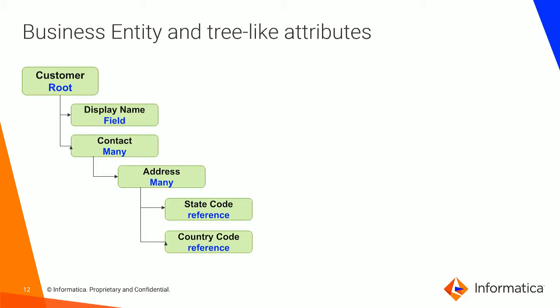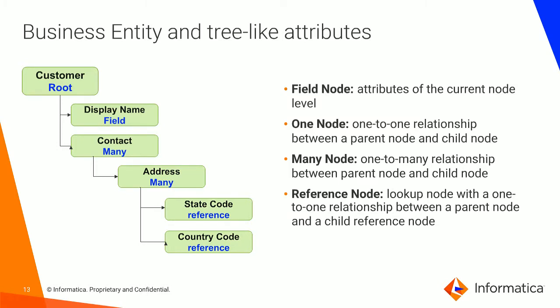Now, the fields that you see in blue underneath define the relationship that those nodes have. So in the example of field node, these are just attributes at the current node level. However, if you had, for example, a many node, like in the case of contact, what you're designating is that this has a one-to-many relationship with the parent node. And of course, the one node would have a one-to-one relationship with the parent node. The interesting node here is the reference node, which actually references a lookup table. So in the example of state code, you'll be referencing a list of states and not just random data.